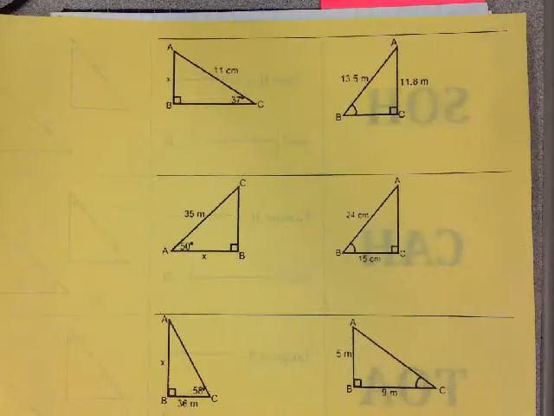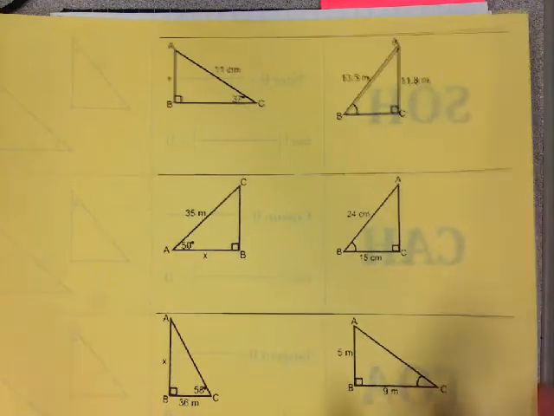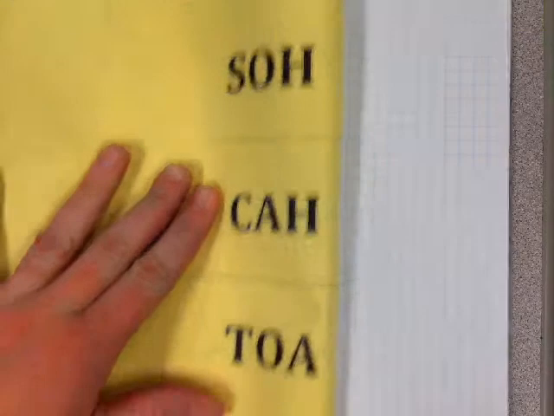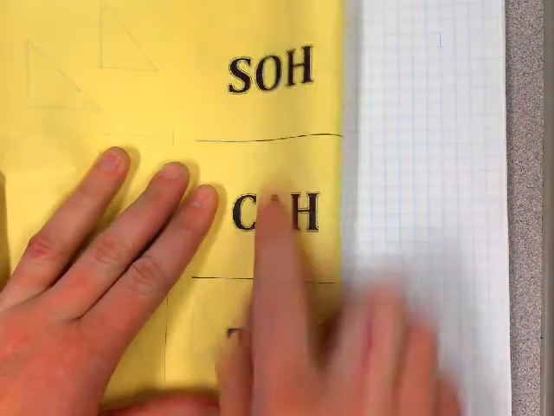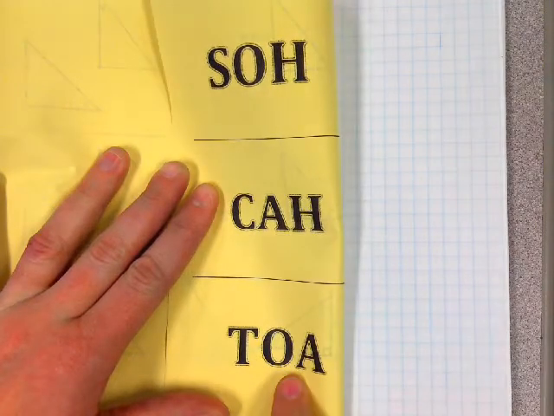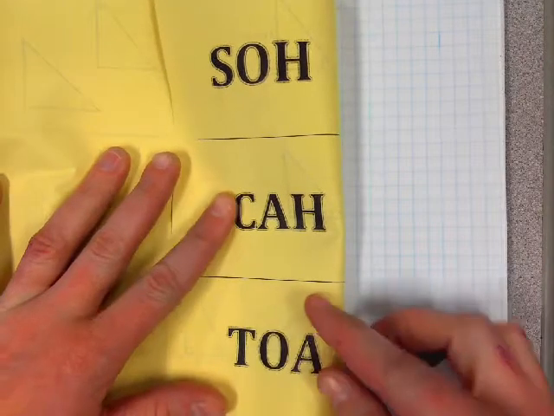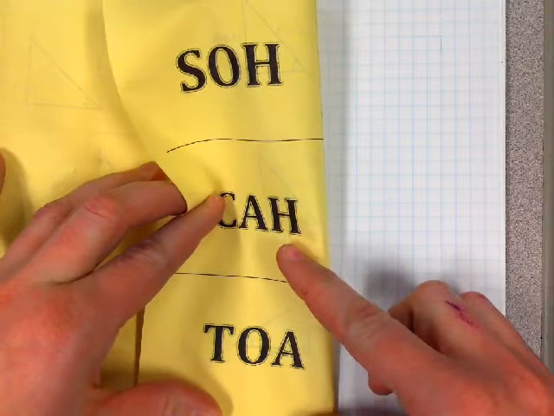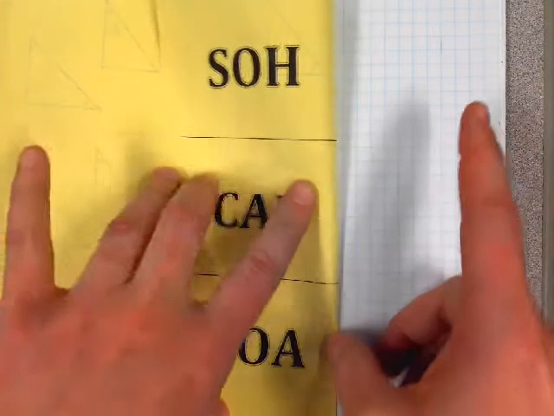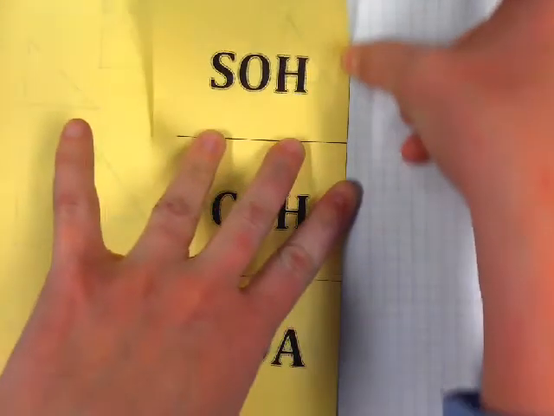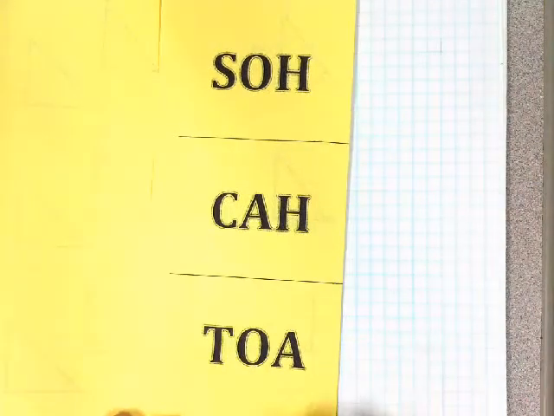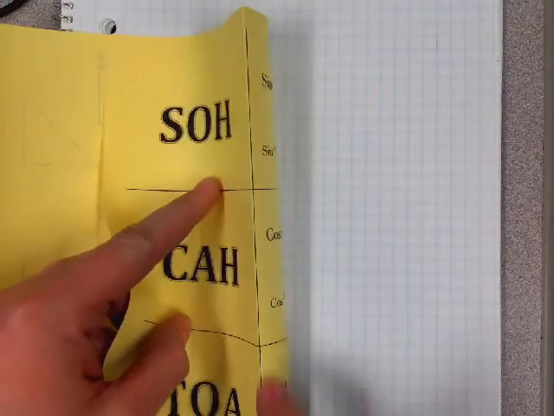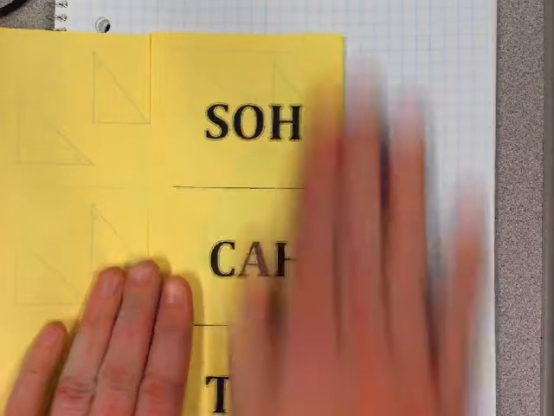If you look, it's the SOH CAH TOA. This is a foldable that we're going to do to help you guys remember all of this stuff. Hopefully you learned from the video the other day, but this is going to put it all in one place. I started with this side facing me, and then I folded along this line right here. So I folded that back.